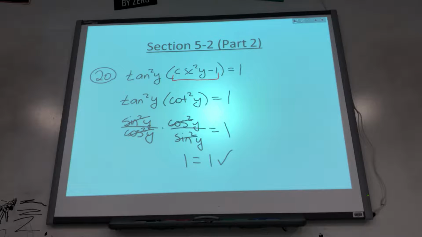Quiz will be on Monday. We'll review a little bit tomorrow. So if you have handy dandy, that will be a good idea. We're doing identities again, verifying identities again.